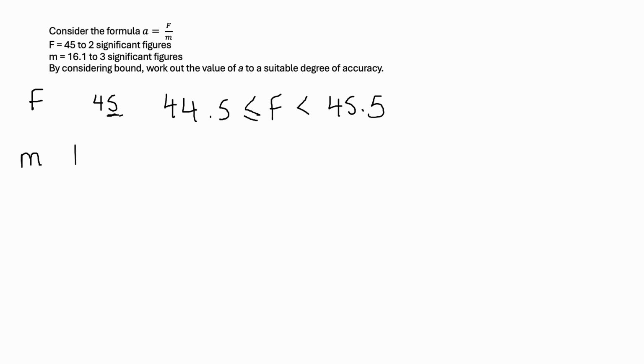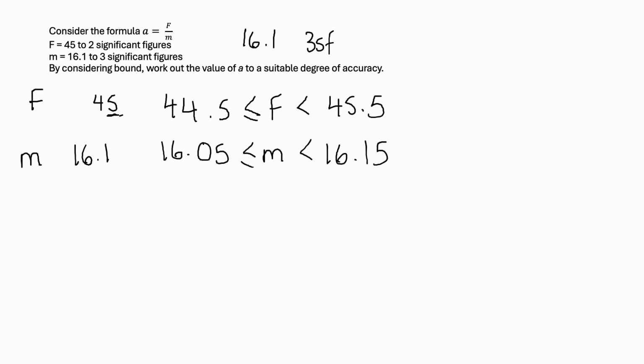Now let's look at M. So M, our 16.1, has been rounded to three significant figures. So that means our lower bound is going to be 16.05 and our upper bound is going to be 16.15. Okay. So now we need to work out our upper and lower bounds for A.